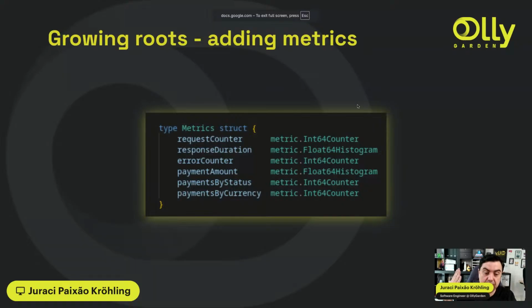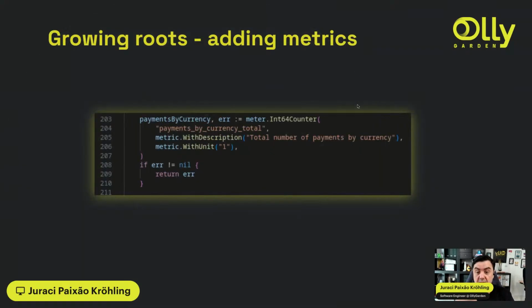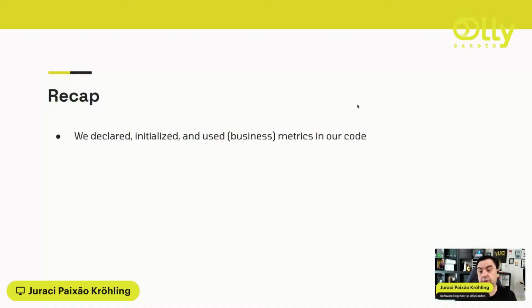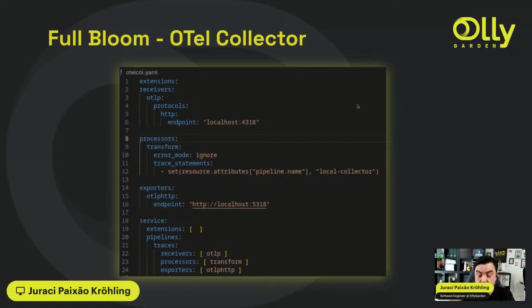So we've defined the metrics, we initialized the metrics, and then we use the metrics, right? So again, declared, initialized, and used not only the business metrics, but also operational metrics in our code.